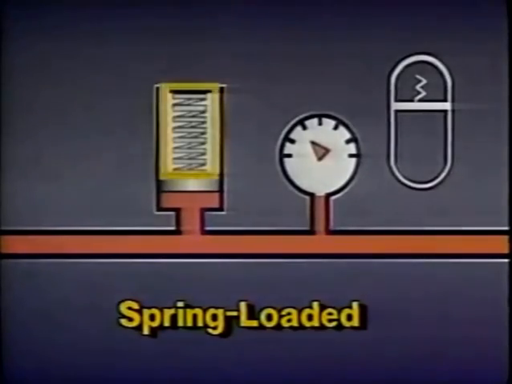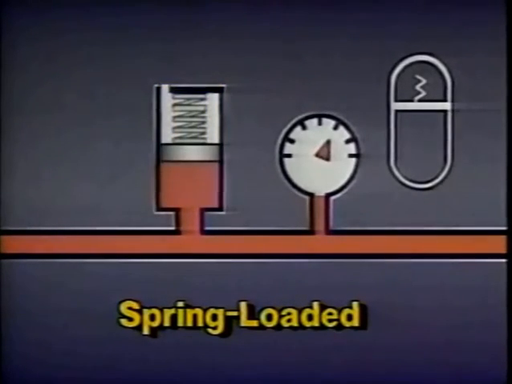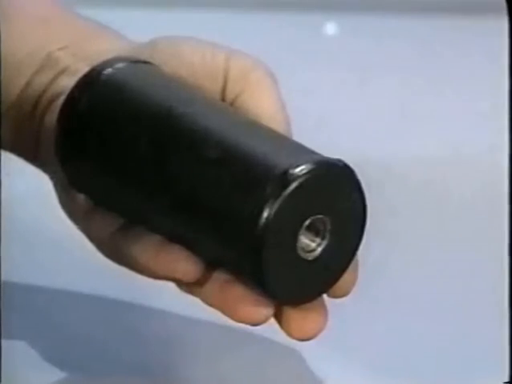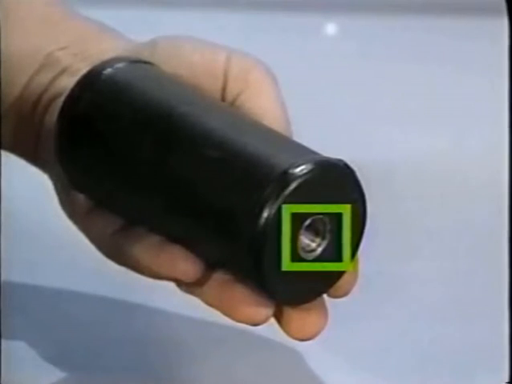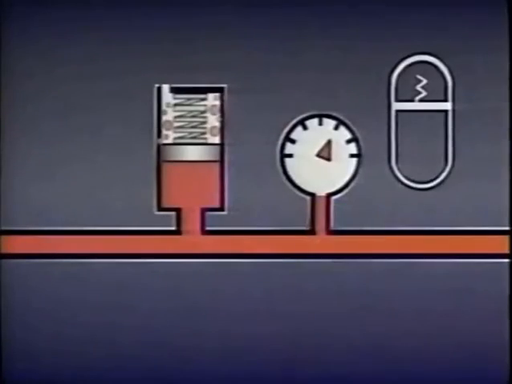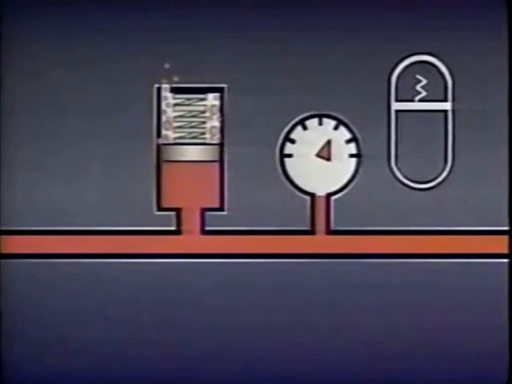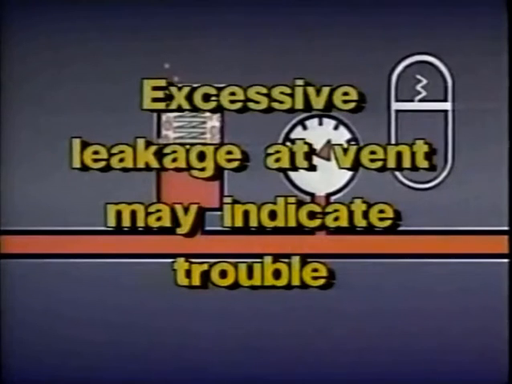A spring-loaded accumulator has a spring that is compressed as fluid is pumped into the accumulator. The fluid pressure increases as the spring is compressed. When the accumulator is discharged, the spring decompresses and fluid pressure decreases. The spring chamber on a spring-loaded accumulator is vented to prevent the buildup of fluid which may leak past the piston. Excessive foaming and leakage at the vent are usually good indications that the accumulator requires repair or replacement.